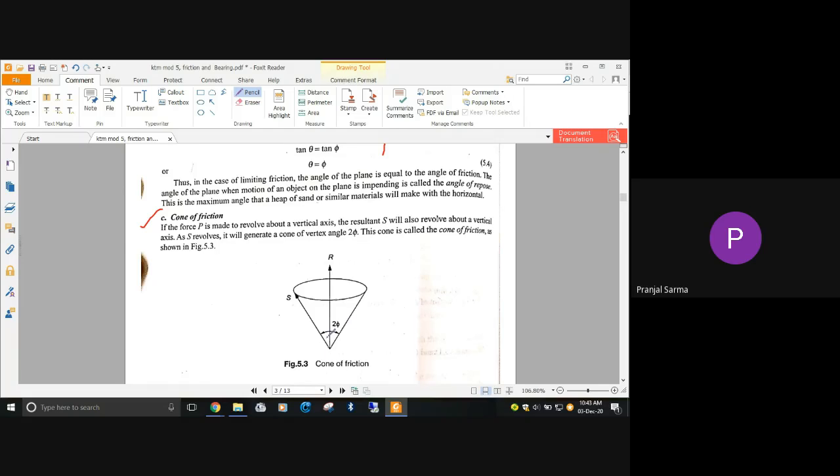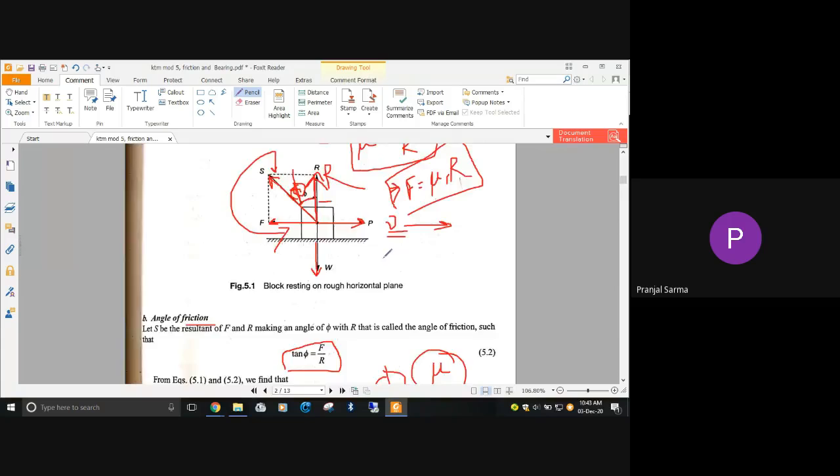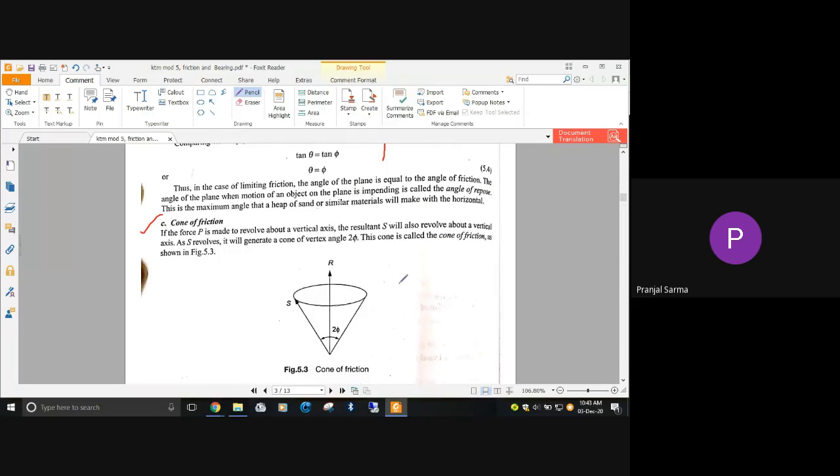So what is this cone of friction? We have already seen that if the force P is made to revolve around a vertical axis, the resultant S from the previous diagram is also going to revolve about a particular axis. This was the normal reaction. Whenever P is rotated, this resultant also will rotate, and if you consider the vertical axis, it is going to sweep a cone of angle 2 phi.